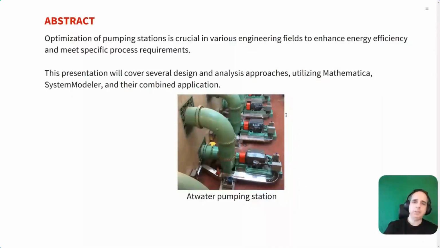Optimizing pumping stations is crucial because pumps are fundamental for a lot of our everyday life. Life is based on water. Pumps move water around. And this presentation is how to optimize them, how to design them with Mathematica and SystemModeler.